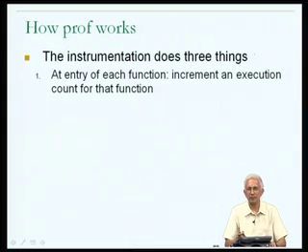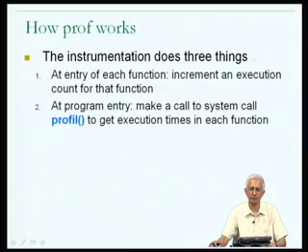How does it do this? It actually has a set of counters, one for each function, and at the beginning of each function, when the function is entered, it increments the count for that particular function. Then when the program terminates, it prints out all these counters into the mon.out file. So one piece of instrumentation that is done is that at the entry of each function, a counter for that function is incremented so that the number of times that function was executed can be kept track of.